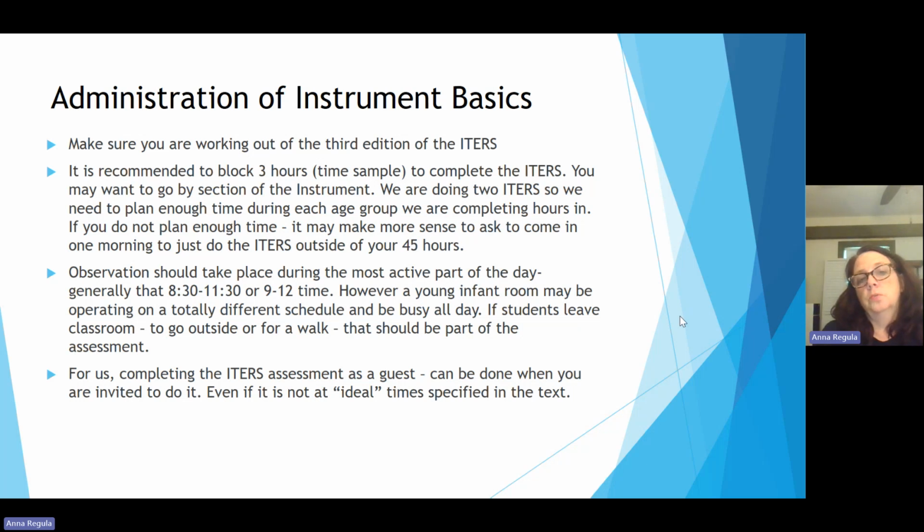So make sure you're working out of the 3rd edition. I told you about the 3-hour block, right? And if you take 240 with me later on in your educational time, you'll understand a time sample is just a type of observation. It takes a certain amount of time to do it.